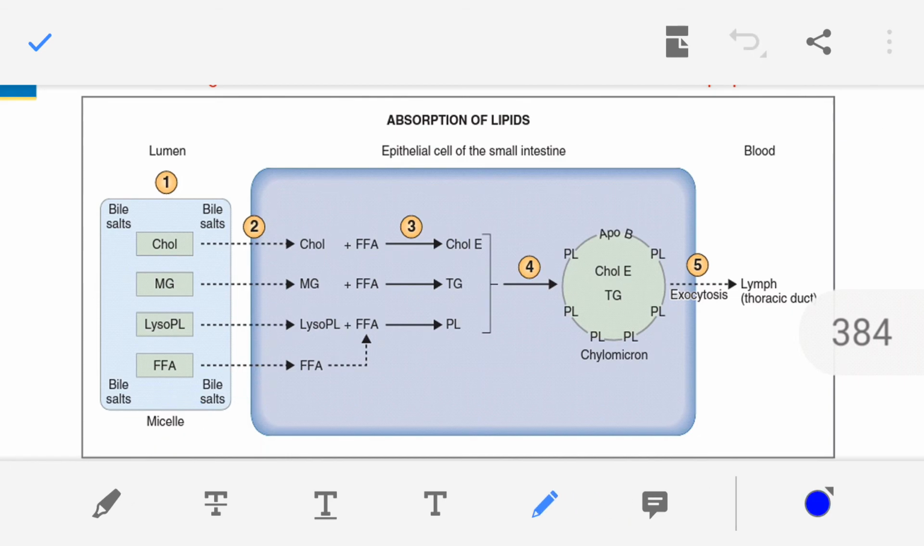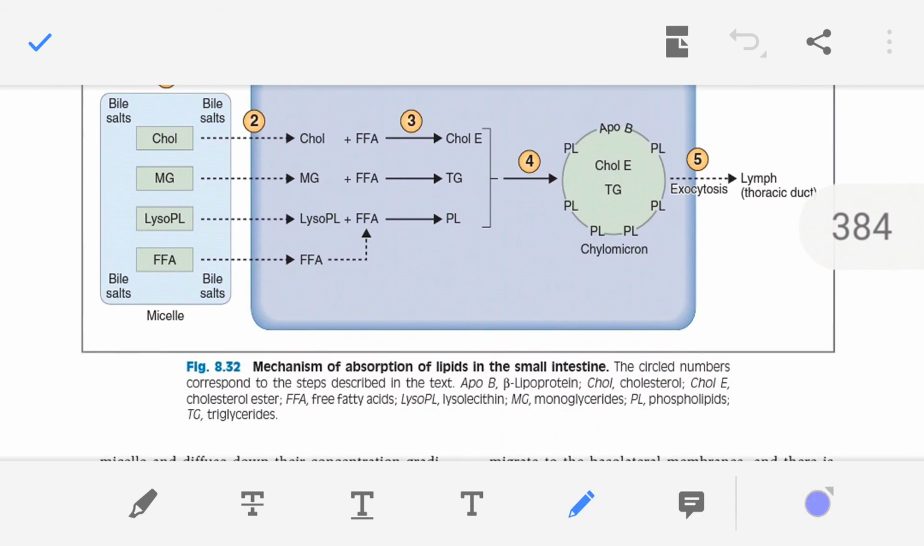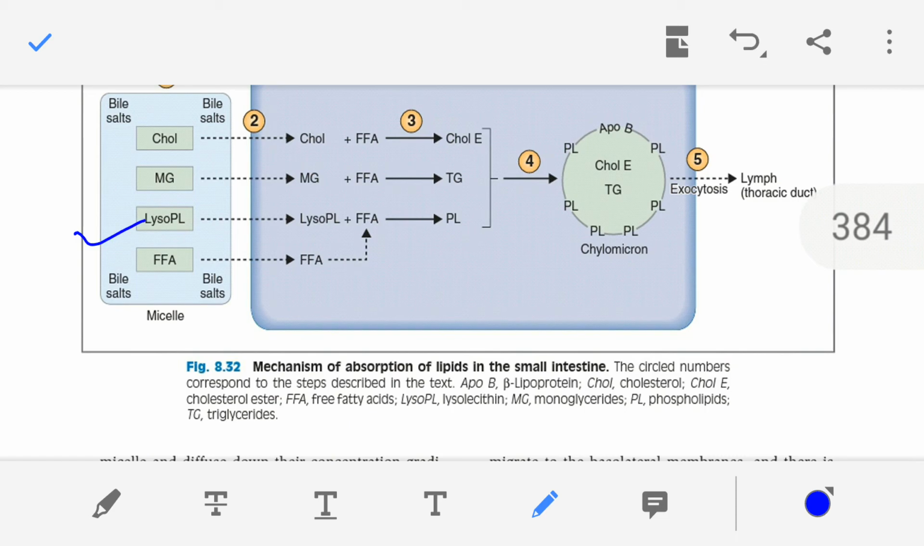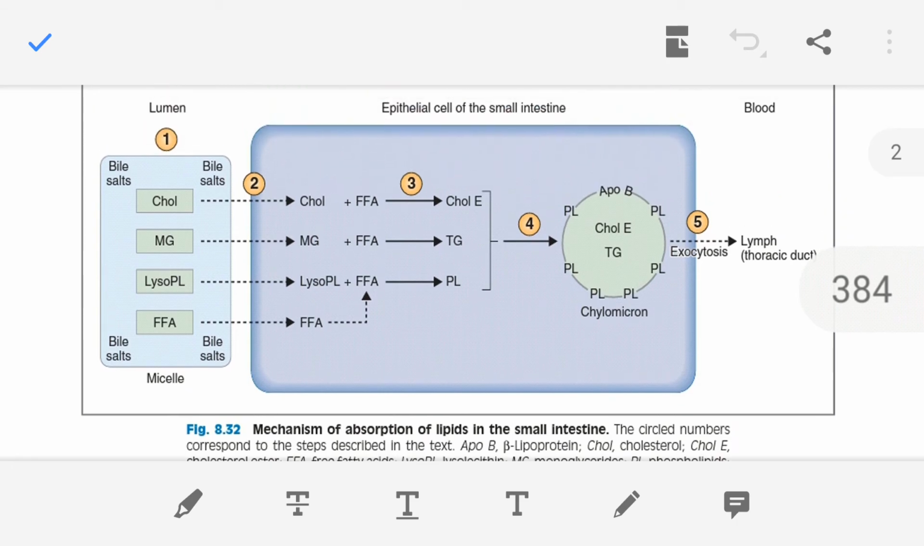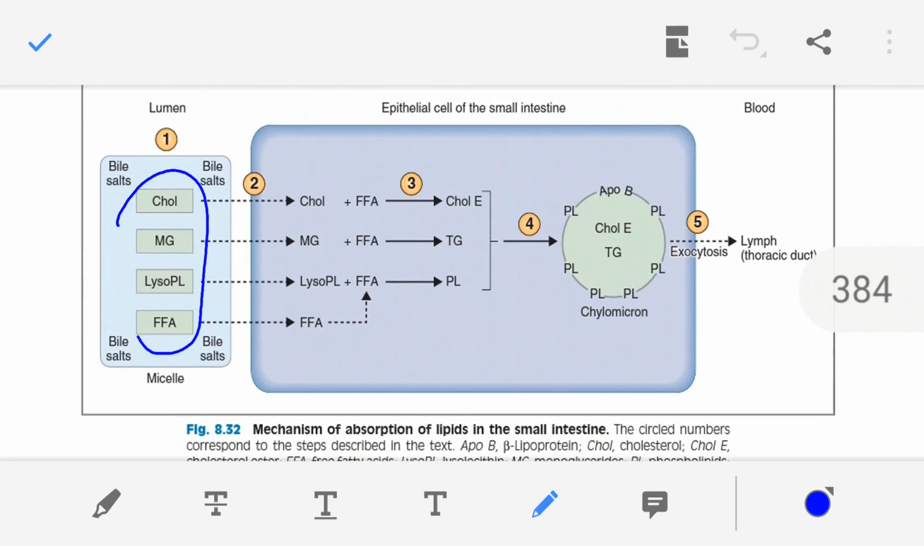If you see, these are the lipid digestion products. This is CHOL, that means cholesterol, MG, monoglyceride, and the key is written over here, for example, LYSOPL, that means lysolecithin, and FFA means free fatty acids. So these are all lipid digestion products. And where are these lipid digestion products present? They are in the lumen of the intestine.